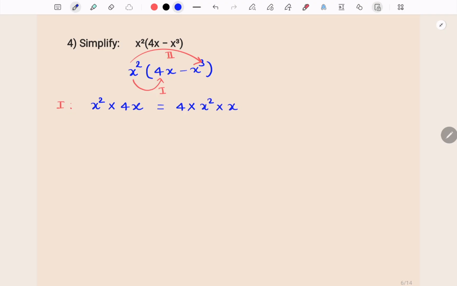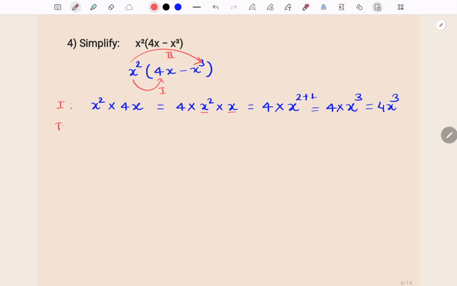So I have actually rearranged that expression. 4 multiplied by, here we have the same base x and we are performing multiplication. So I will keep the base and I will add the powers. 4 into x, 2 plus 1 is 3. So that gives me 4x cubed.